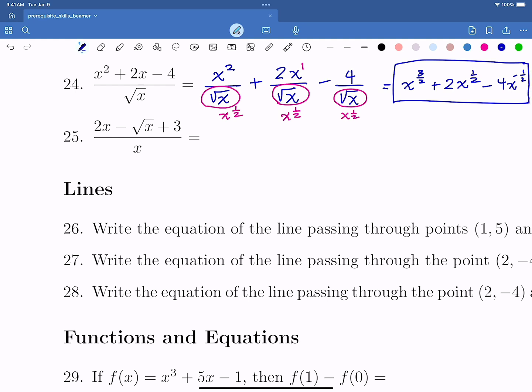There's no set rule, if it says simplify, on how we would have to write that last term. I just wanted to be consistent with using rational exponents. But I could have just left it as negative 4 over the square root of x. That's okay too.